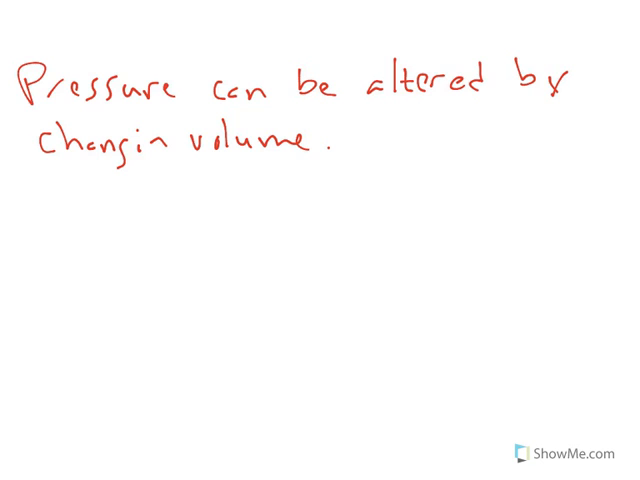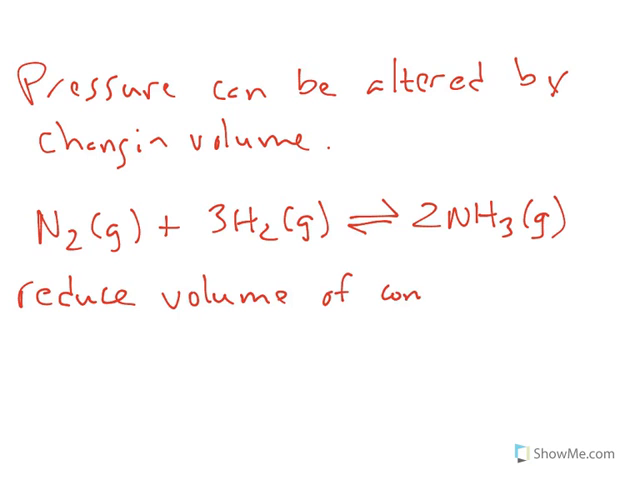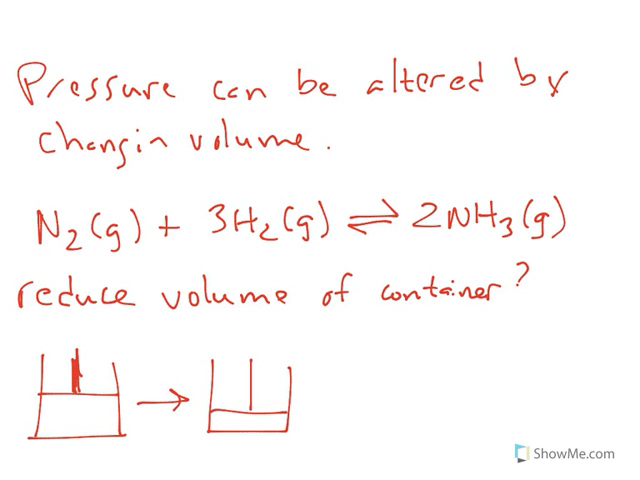All right, so if I had N2 gas and 3 moles of H2 gas in equilibrium with some ammonia gas, all right, and if I reduce the volume of the container, you ask, how could you do that? Well, you could have it, for example, like so, and it's a piston, and you could lower that piston, thus reducing the volume, all right, of the container.